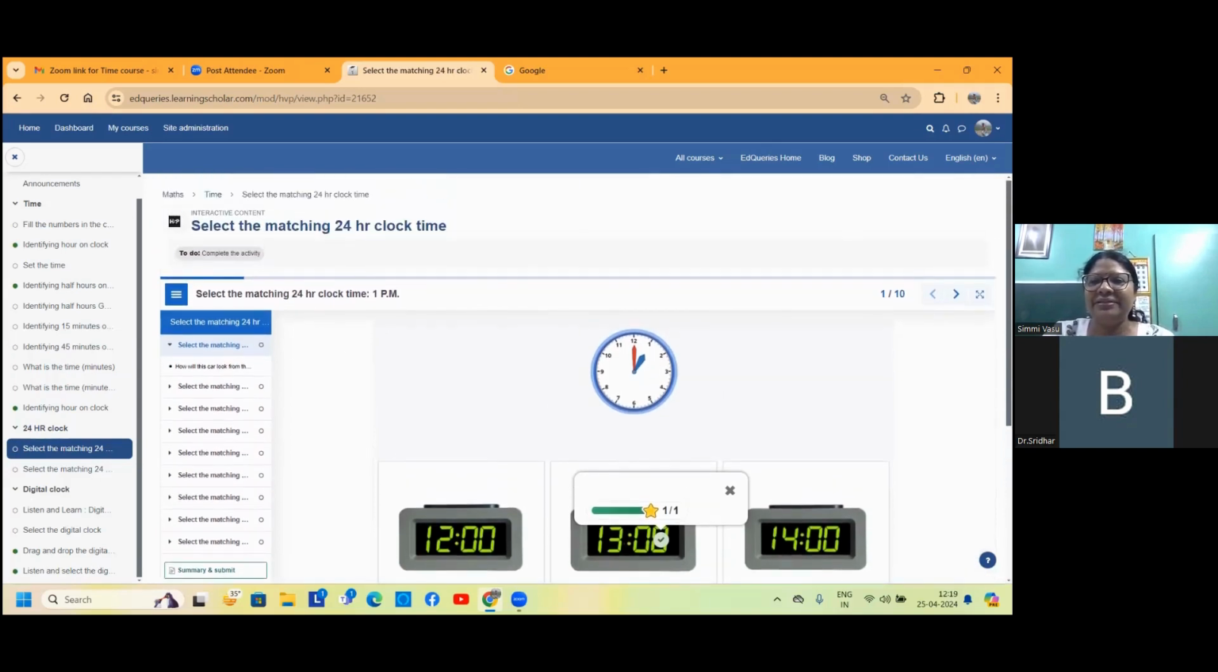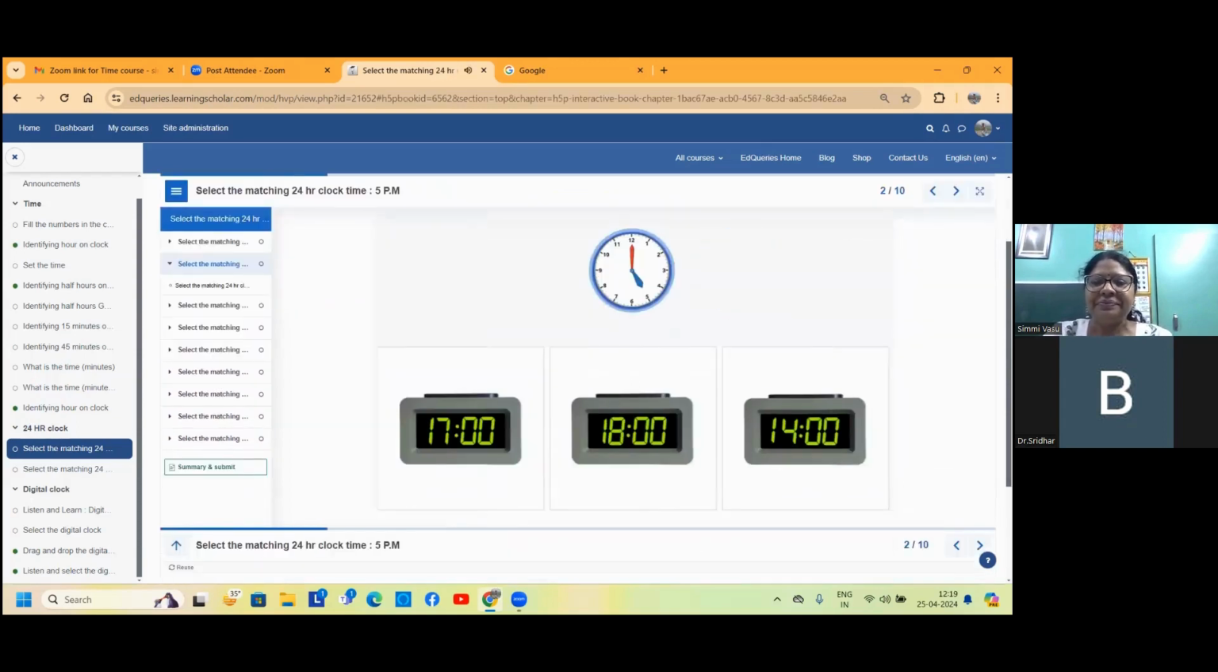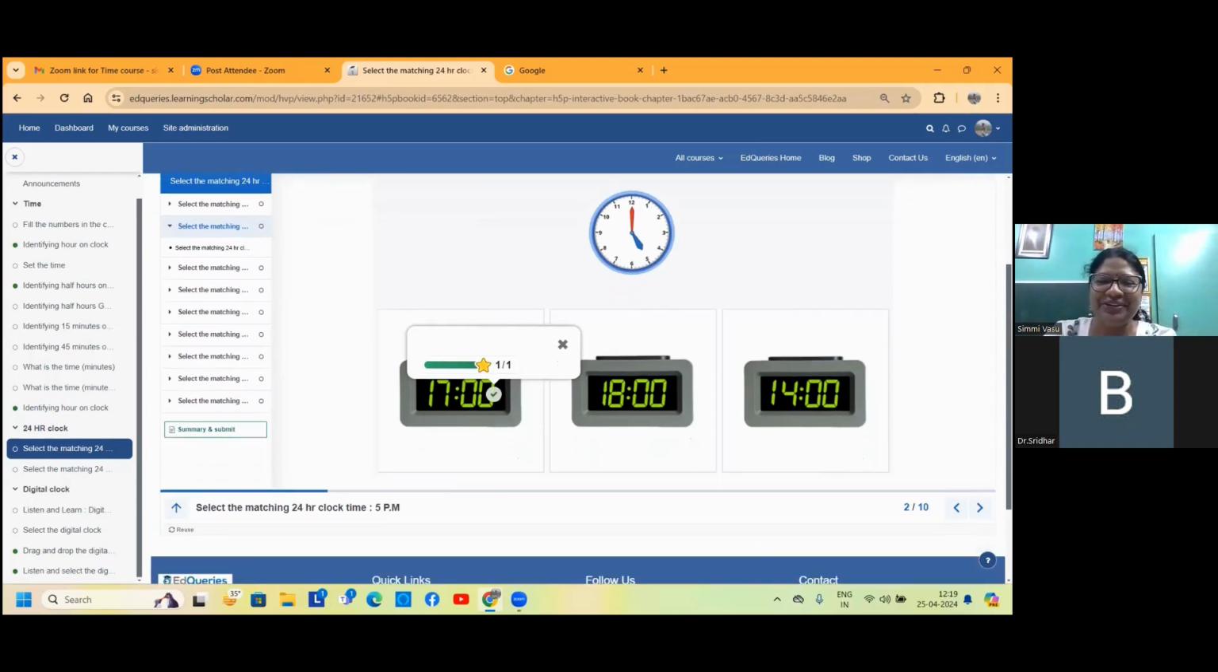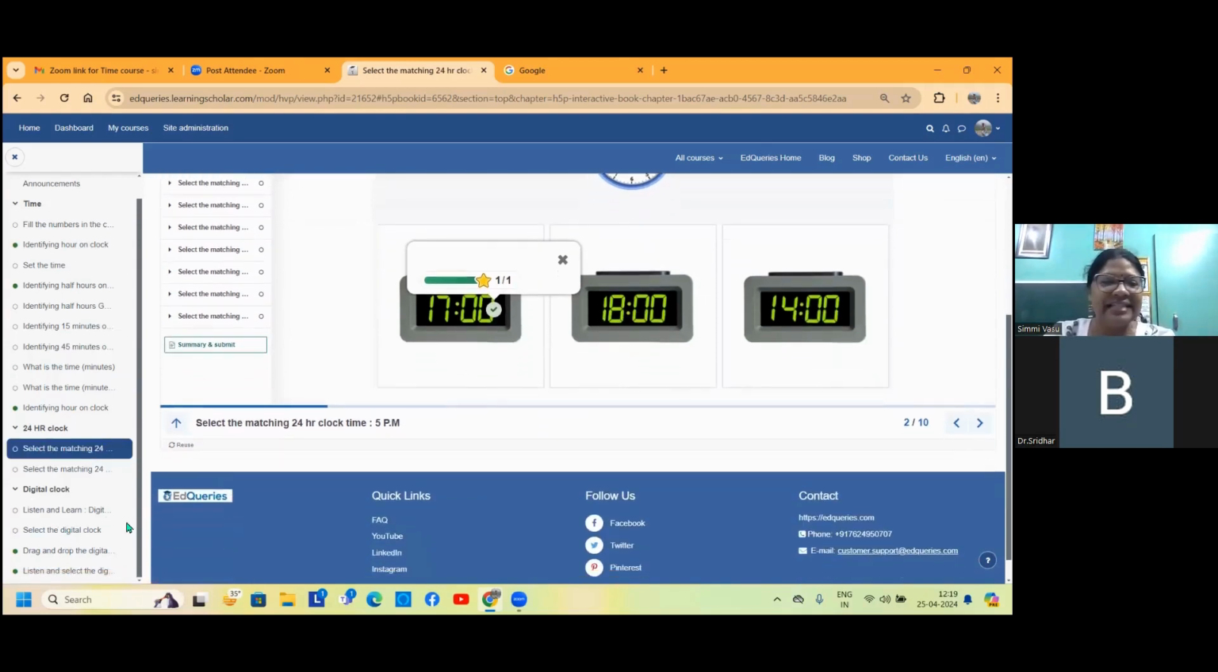This is a select the matching 24 hours clock time, 5 p.m. I checked this before I shot the video. So this is the 24-hour clock. And then, as I said, the digital clock.